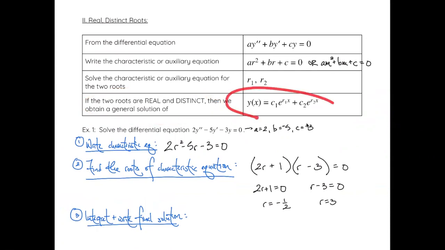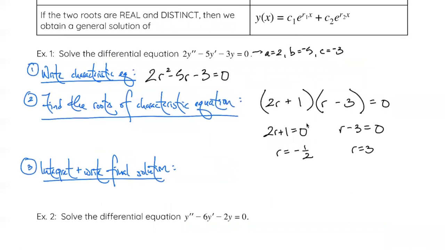And that means I can write my solution as a linear combination of e to the negative 1/2 x and e to the 3x. Okay. So that might look something like this. y of x equals c1 e to the negative 1/2 x plus c2 e to the 3x. All right. And I always get the question, is it okay if I do this instead?